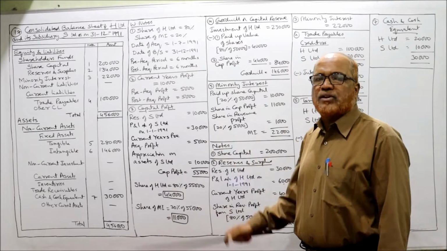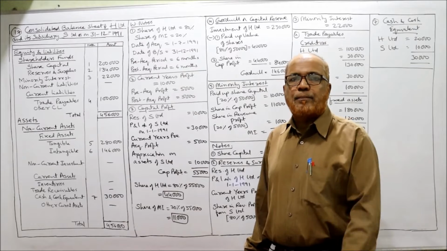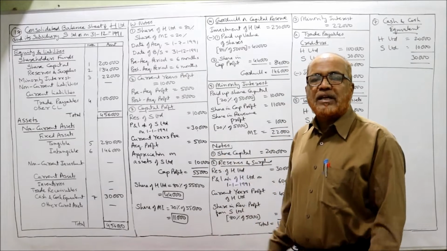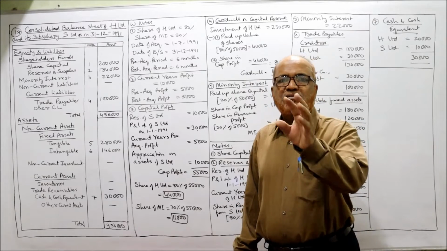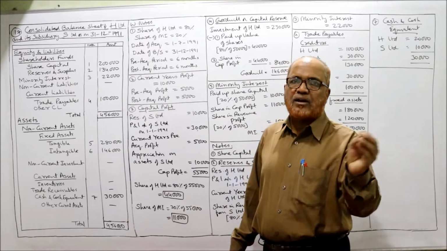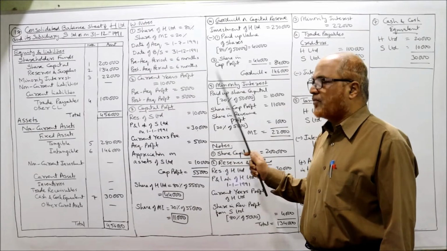Next, current year's profit. Current year's profit of S Limited, subsidiary company, is 10,000. Out of 10,000, 6-month profit pre and 6-month post. So 5,000 rupees is the profit of pre-acquisition period. The pre-acquisition profit 5,000, post-acquisition profit 5,000.